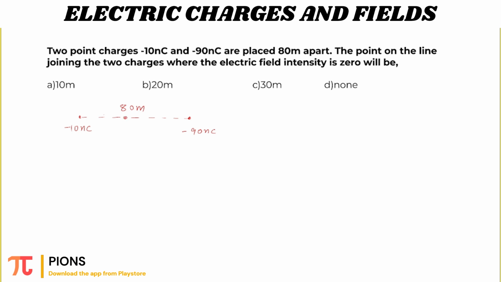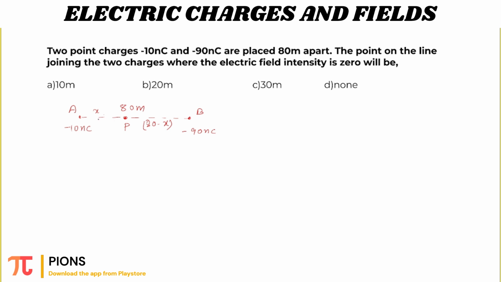So let's assume that the field is 0 at point P, and that's at a distance of x. So here it will be how much? 80 minus x from charge B. So from charge B it is 80 minus x, from charge A it is x. So let's draw the directions.